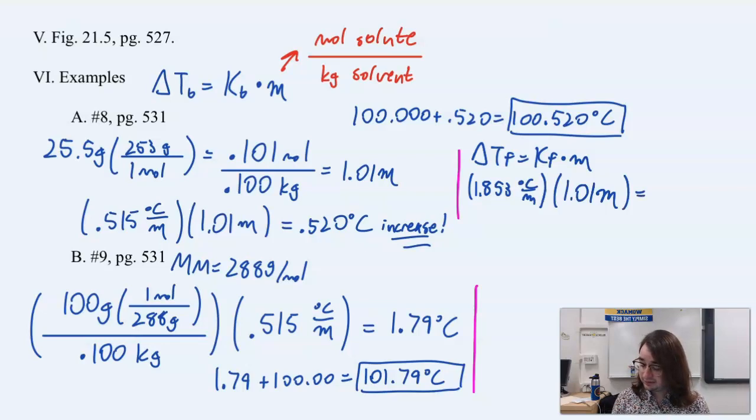And this time we are going to get 1.87 degrees. And that's a decrease. That is not an increase this time. So you have to do this in the right order, otherwise it doesn't come out right.